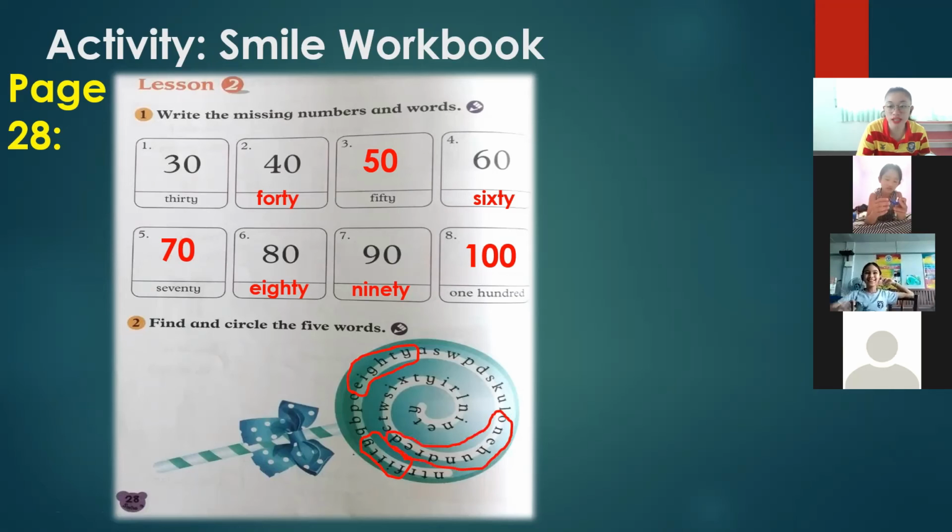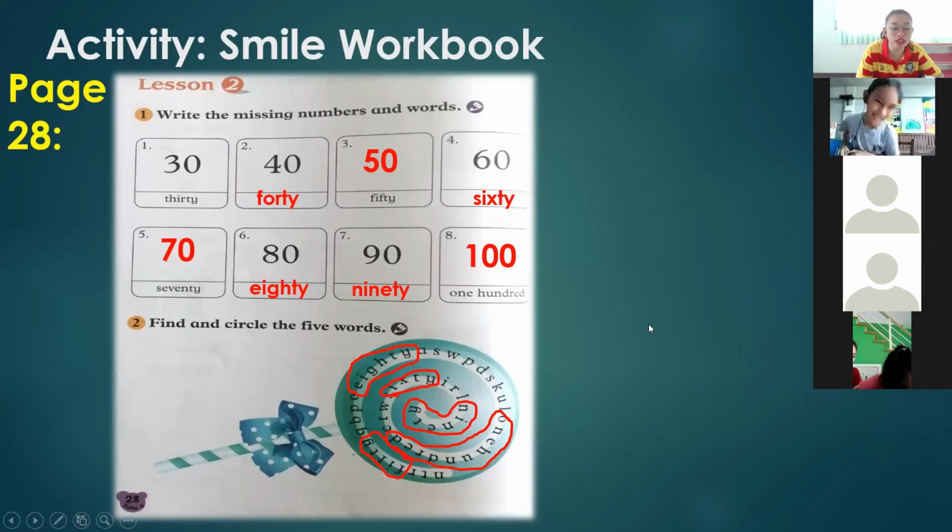Very good. What else did you find? Next, 60. Very good. What else? 90. Very good. So we have completed the 5 words. We have 50, 80, 60, 100, and 90. Very good, students. Okay, so let's proceed to the next page, page 29.